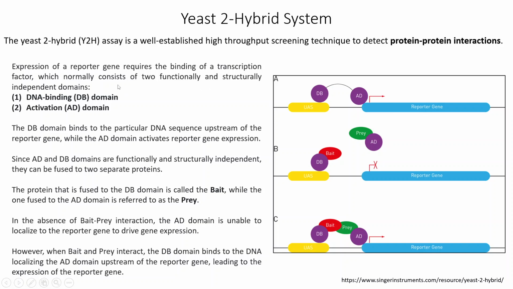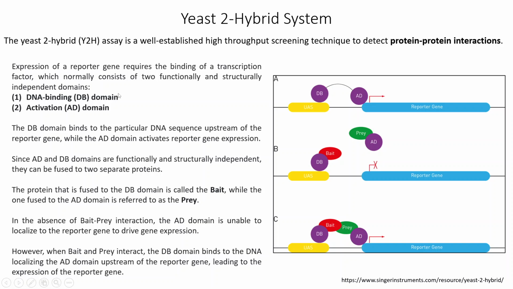Expression of it depends on a transcription factor that has two domains. These two domains both are needed to bind to the promoter elements to activate reporter gene expression, but these two are actually quite functionally and structurally independent. They are bound to one another normally in normal yeast, where you're not doing any assay. Typically this DB and AD are bound to each other. But what scientists did is they realized that because these two are so functionally and structurally independent, we can actually separate them out and use them for our experiment.